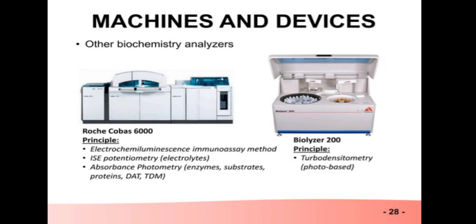Another biochemistry analyzer is the Roche Cobas 6000, with ion selective electrodes (ISE), electrolytes and absorbance photometry, and the Biolyzer 200, which is also useful as automation.